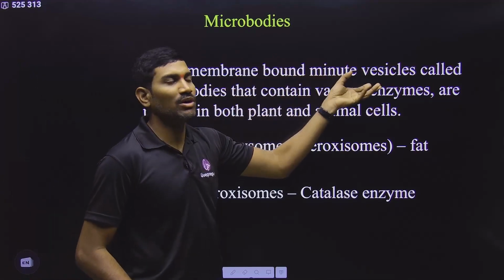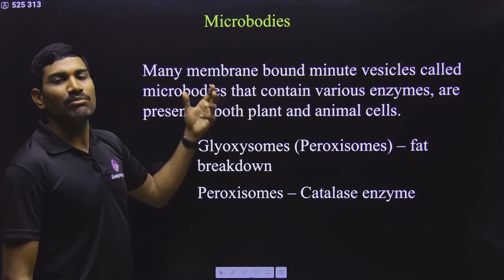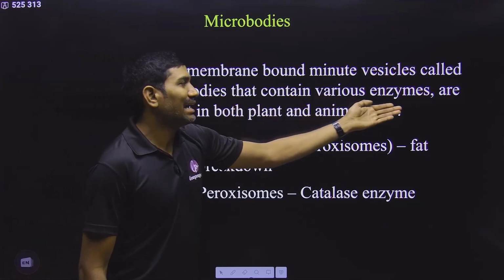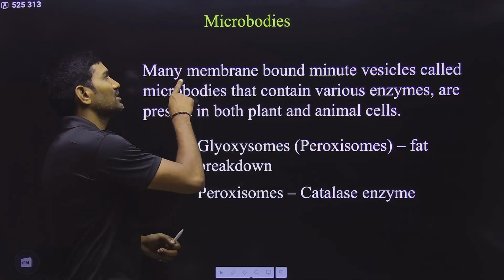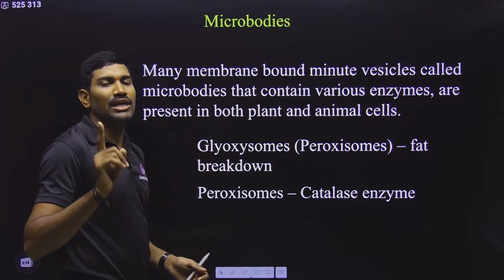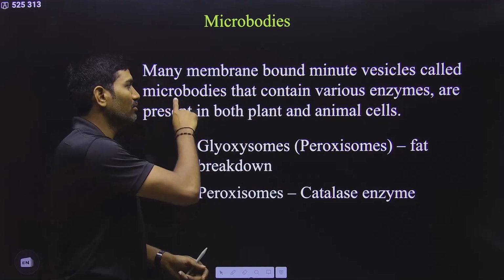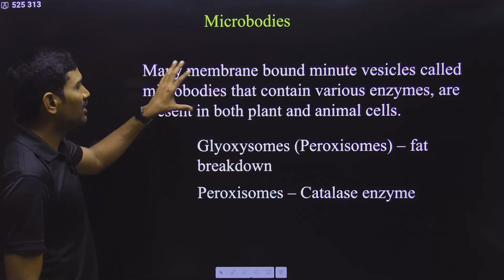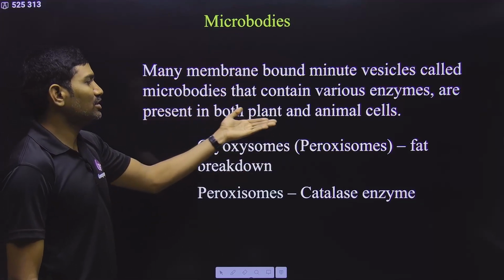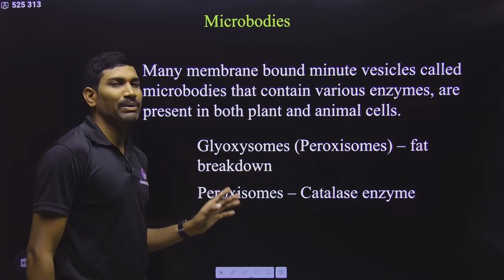Minute, meaning small vesicles called microbodies, are present in both plant and animal cells, and they have various enzymes, so that they are involved in various functions. But all these microbodies are single membrane bound. That's why, under the list of double membrane bound and single membrane bound, I wrote microbodies under single membrane bound. Please observe this carefully. This is one important point, and these are present in both plant and animal cells. Clear?